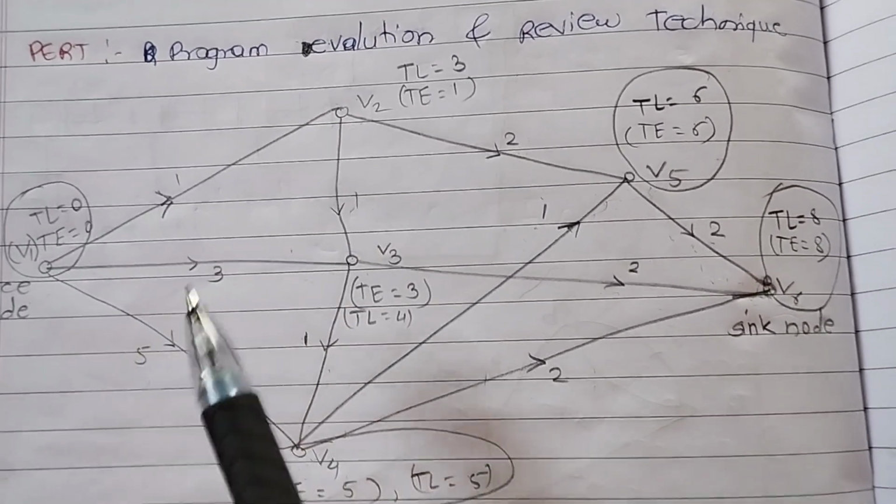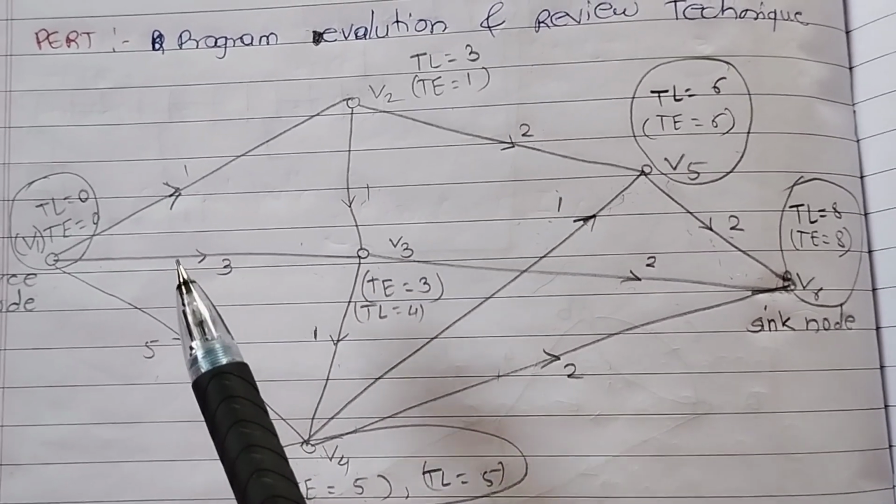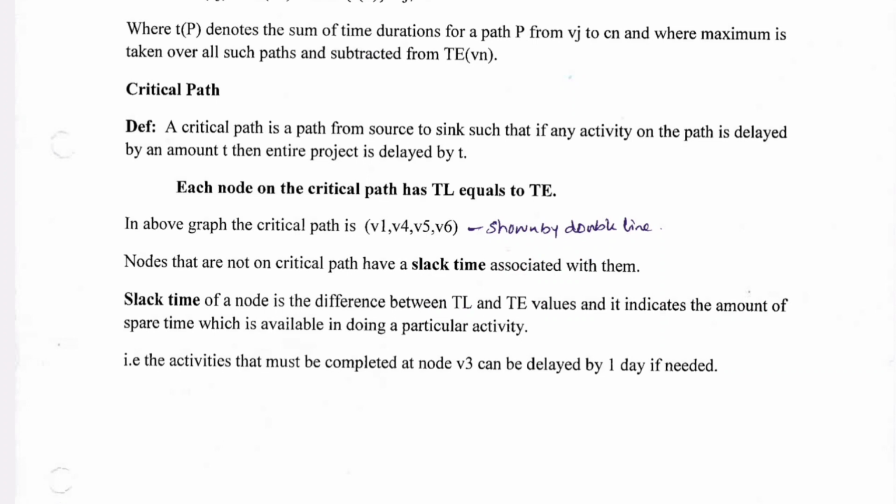So now we have found all the T and TL for the vertices. Now we find the critical path. A critical path is a path from source to sink such that if any activity on the path is delayed by an amount T, then the entire project is delayed by T. Each node on the critical path has TL equal to TE. So in our example, we see which is the critical path.